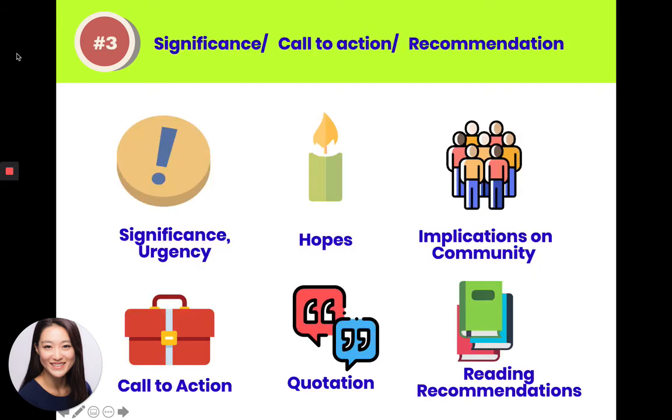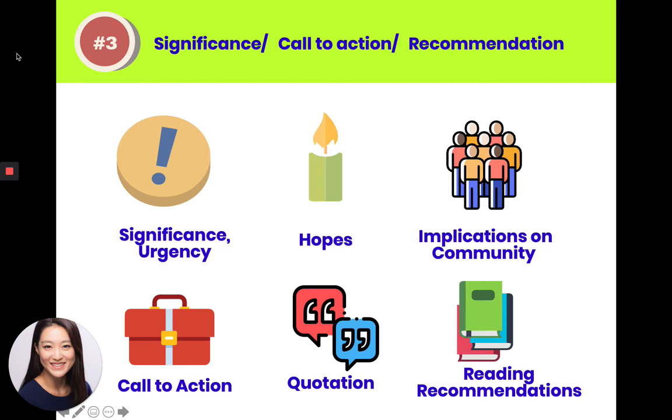Finally, end the conclusion paragraph with one or a combination of the prompts here. You can remind the reader of the significance or the urgency of the contentious issue. Perhaps share with them what hopes you have for the future. What do you hope will be achieved? What do you hope will change or resolve this controversial issue? Emphasize the larger implications on the community. Who does this directly and indirectly affect? And by doing this, you're reminding the reader again why they should care about the issue.